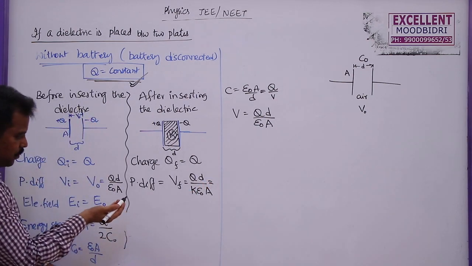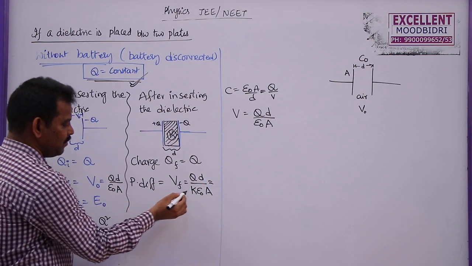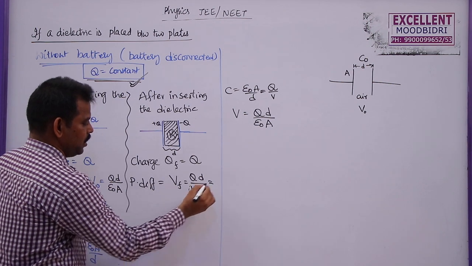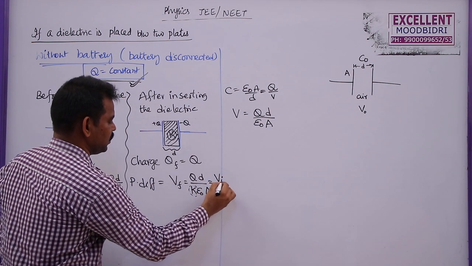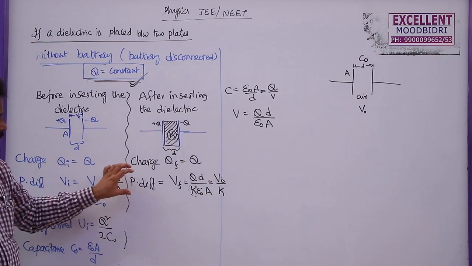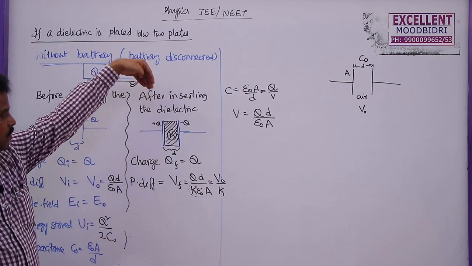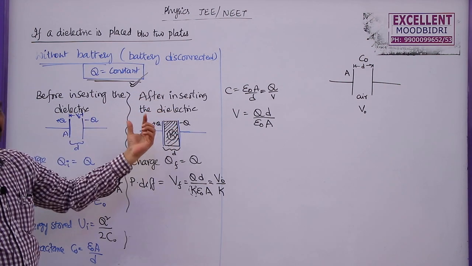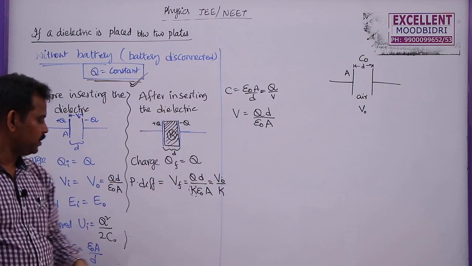So what happens to the potential difference between the two plates? By inserting dielectric medium K, the potential decreases by K times. So please remember this one, very very important for competitive exams. Whenever a dielectric is inserted between the two plates, the potential difference between the two plates decreases by K times.